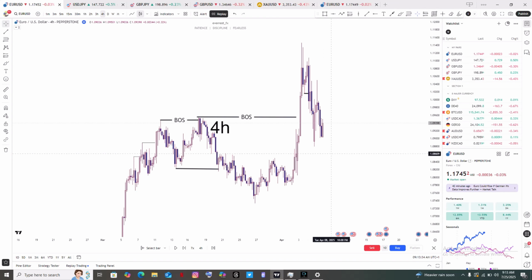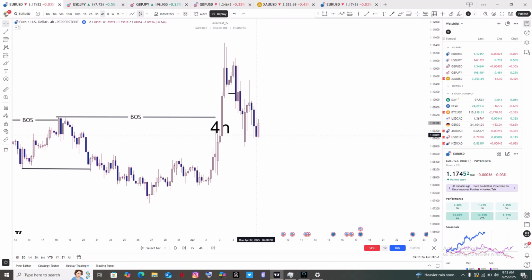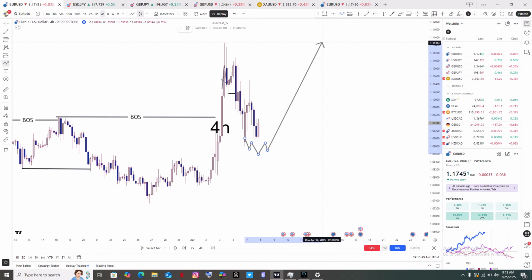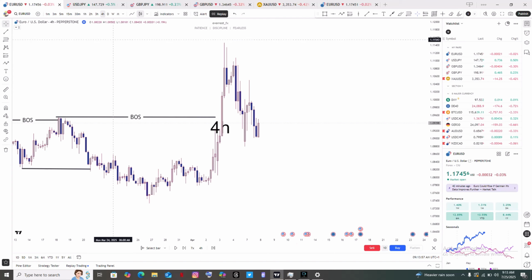Now, we know that we are going to be looking for a 15 minutes or 1 hour change of character, right? Just as we looked for a 15-minute change of character here to know that this market is now coming down, the same thing, we'll look for 1 hour or 15 minutes on here to start going up. I hope we understand. So let's go down.